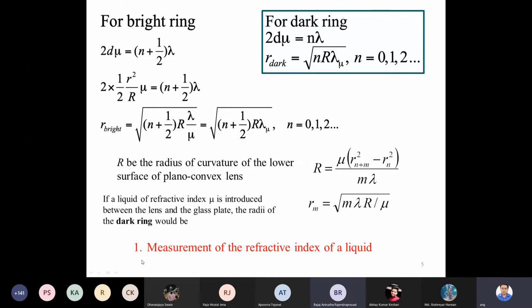Okay, so this is one application. Sir, I did not understand the formula of R, this one. Yes, so how can you calculate this? Basically, you can do this calculation from either this equation or this equation.